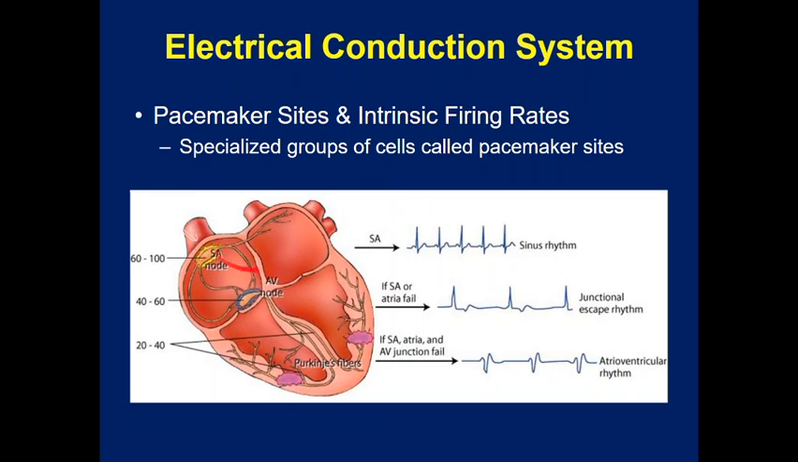So I mentioned the intrinsic fire rates of all these things. For example, if the SA node is firing, this is a little normal heart tracing. If the SA node or atria fail, the AV node will take over. This is called the junction. That makes sense, right? The atria and ventricle junction, it's slower. And if you go even further down and knock out the junction, then the ventricles will take over themselves and they add an even slower rate. So here are those numbers. You don't need to know this.